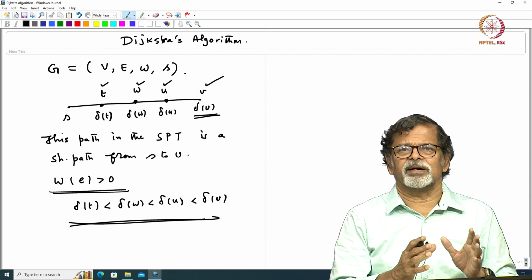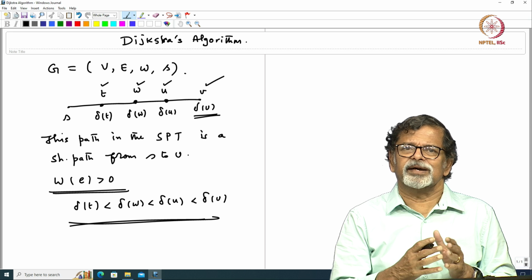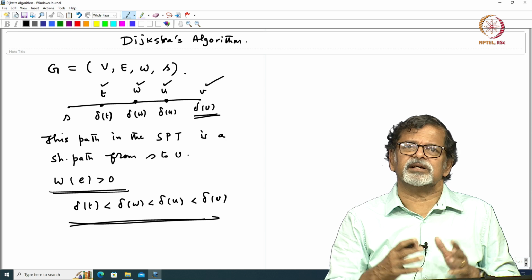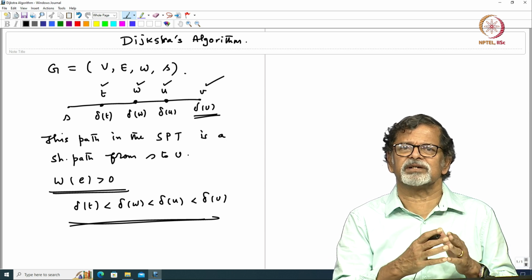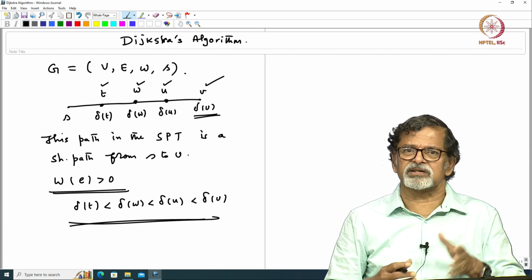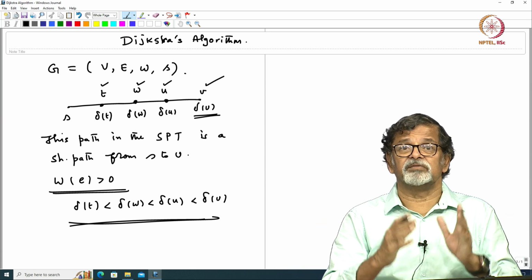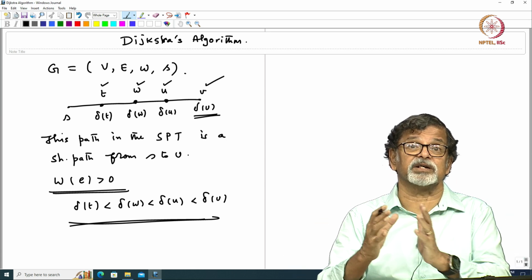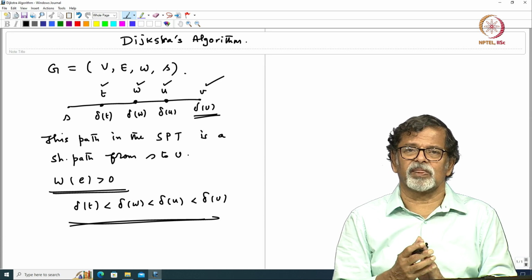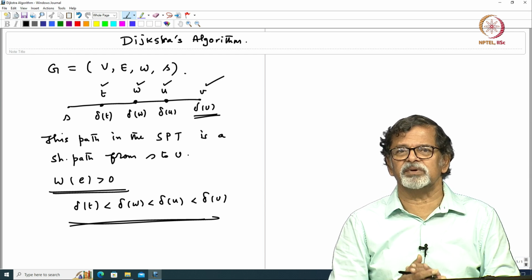So, if we could somehow proceed in an order, in the increasing order of the delta values, the circular dependencies in the Bellman equation can be avoided, and we should be able to smoothly construct the shortest paths and identify the shortest paths for vertices, and we can complete our process. We have to find out shortest path distance for n minus 1 vertices. There are n minus 1 vertices for which the shortest paths and their weights, the delta values, are to be found.